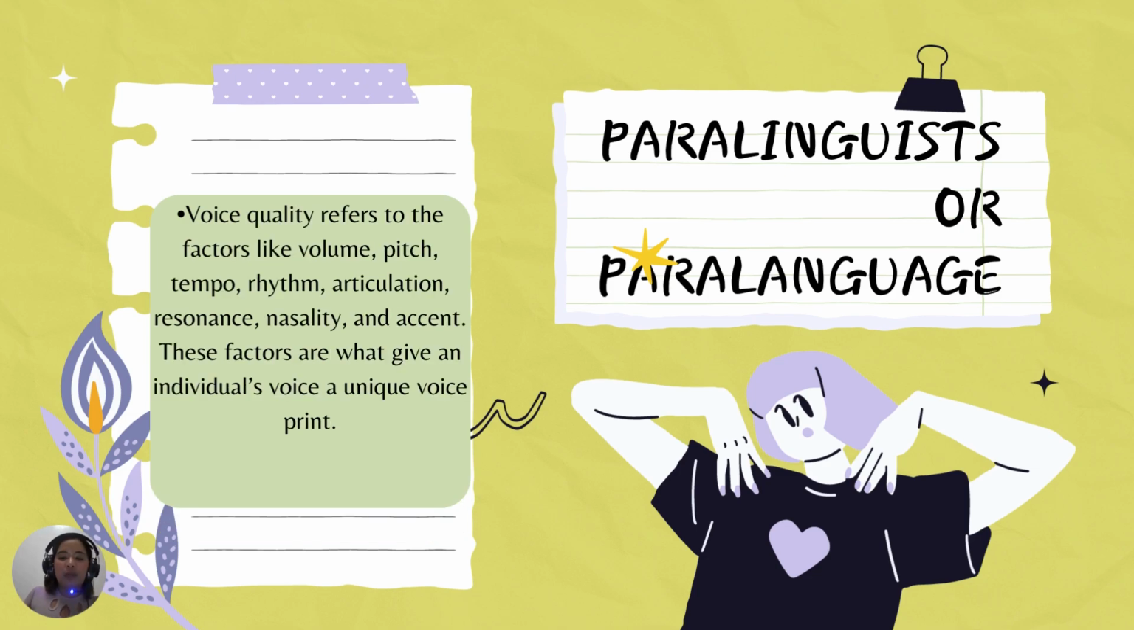Another one here in paralanguage is the voice quality. Voice quality refers to factors like volume, pitch, tempo, rhythm, and these factors give an individual's voice a unique voice print. So I have a different kind of voice. Other people have a different kind of voice too. So voice quality is what we notice when we are just listening to it. So that is paralanguage in terms of voice quality, and we try to determine what categories of people they are.